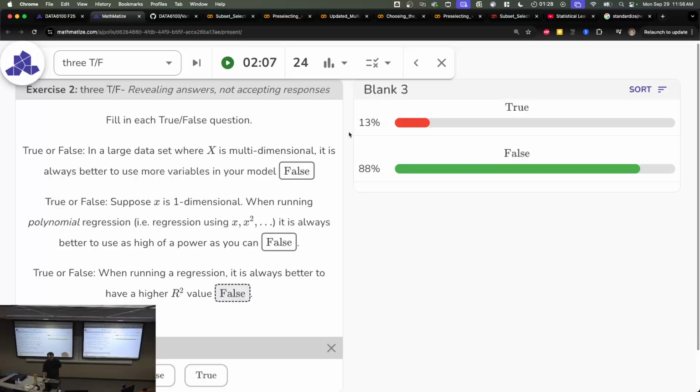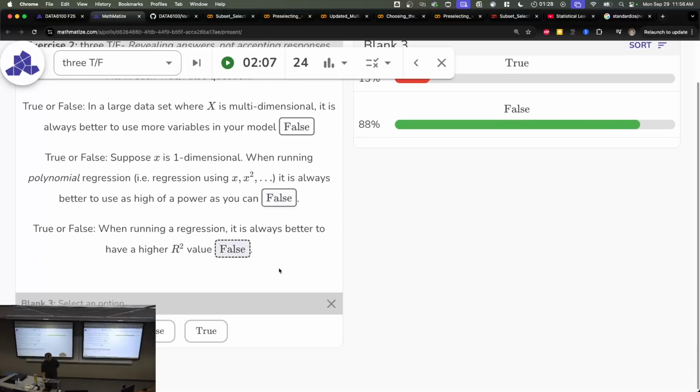So all three of these, the answer is false because of overfitting. And the last one in particular is mixing up the train and the test error. It's always better to have a lower test error or a higher r squared test value. But the default r squared is the training one, and you don't always want to make that as high as you can because of overfitting.